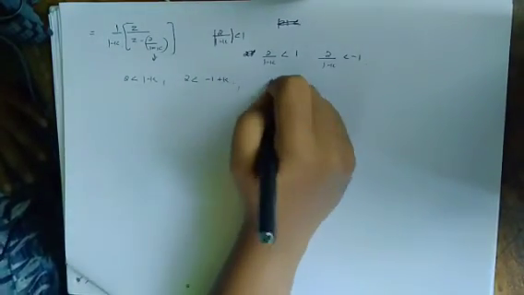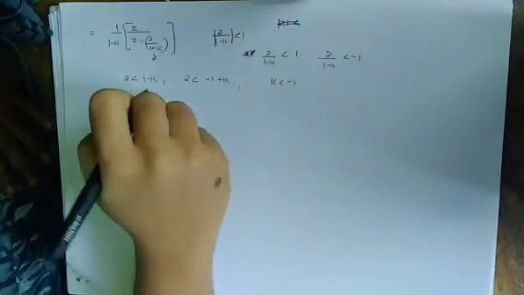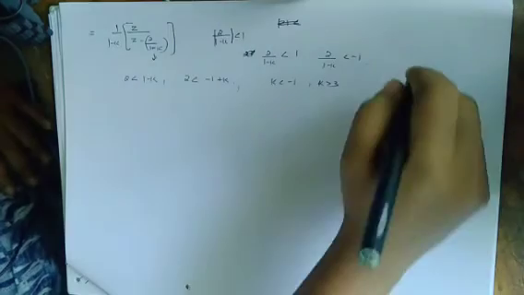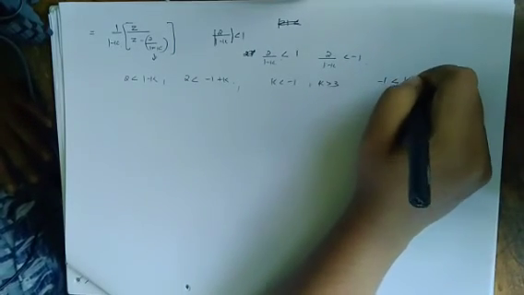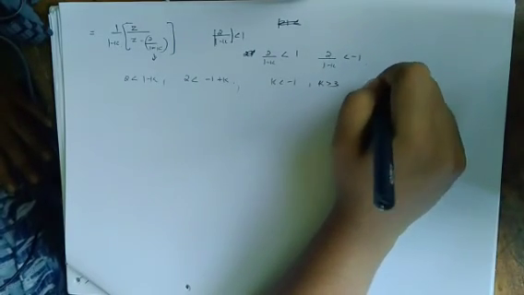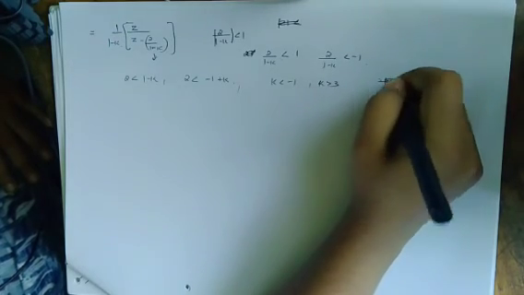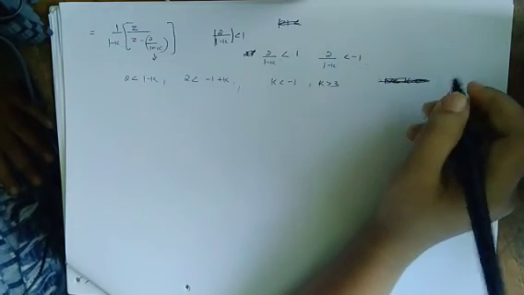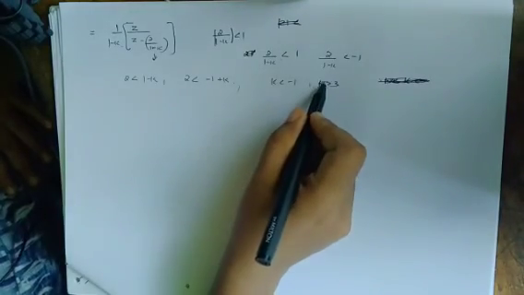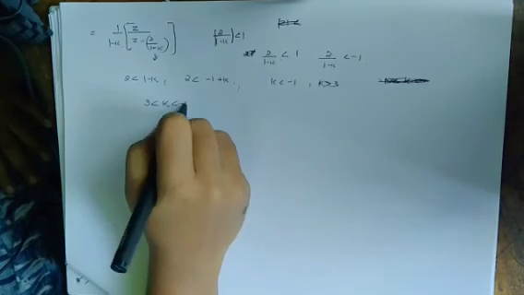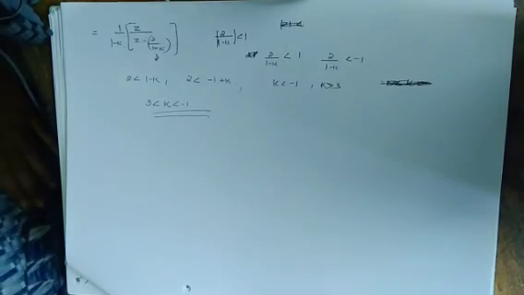From here you can get k less than minus 1 and k greater than 3. Combining, we will get k greater than 3 and less than minus 1, right? That is 3 less than k less than minus 1. Okay, so this is the answer.